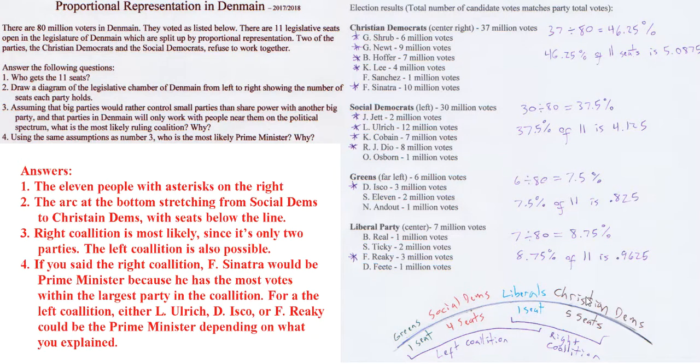You'd have a whole bunch of Christian Democrats on one side, a big chunk of Social Democrats on the other, some Liberals sitting in the middle, a Green sitting on the left. All right, so that is what you are doing for question 2. That's the answer to question 2 right there.